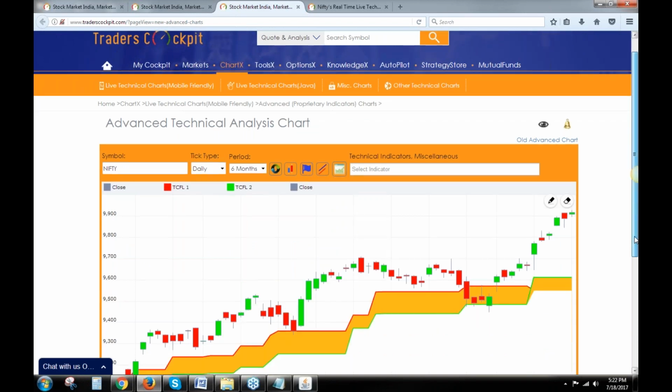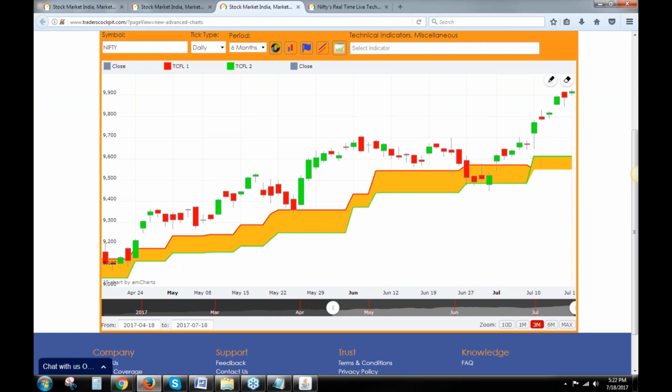Now the TCFL, it looks somewhat like this. It's a prop indicator, as I said again. In this, entry happens as and when the price crosses above the upper yellow cloud-like structure that is called the TCFL indicator. As and when the price goes above the cloud, that creates an opportunity for a bullish breakout, an opportunity for a buy there.